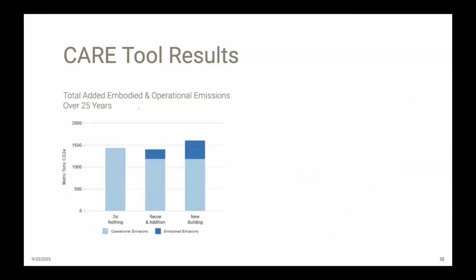Next slide. And then these are our CARE tool results. You can see that our building renovation in the center column performed ever so slightly better than the do nothing and the new building scenarios on the left and right. And although we did reduce embodied carbon emissions by about half compared to a new building, these results just show how big of a role operational carbon was playing in our renovation's emission profile. Next.